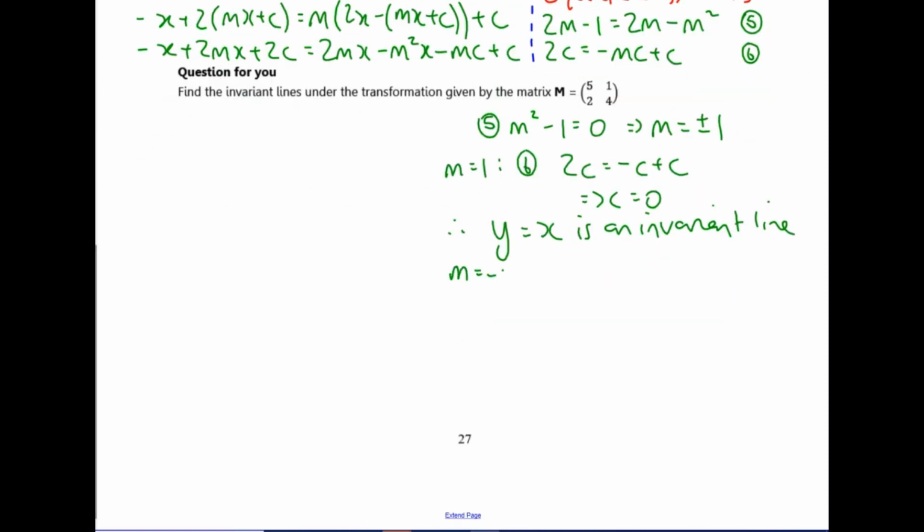So I do m equals minus 1 in equation 6. So 2c equals c plus c. Let's put minus 1 in. 2c equals c plus c. This means 2c equals 2c. This means c can be anything. Any value of c works for this. So at the end of this, this means that y equals minus x plus c are all invariant lines.